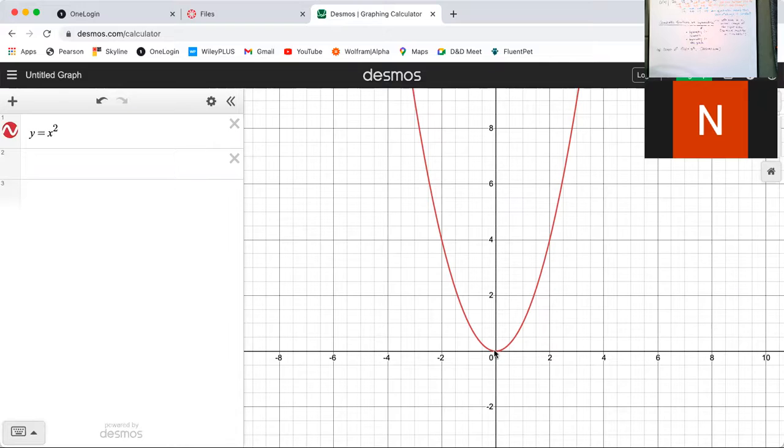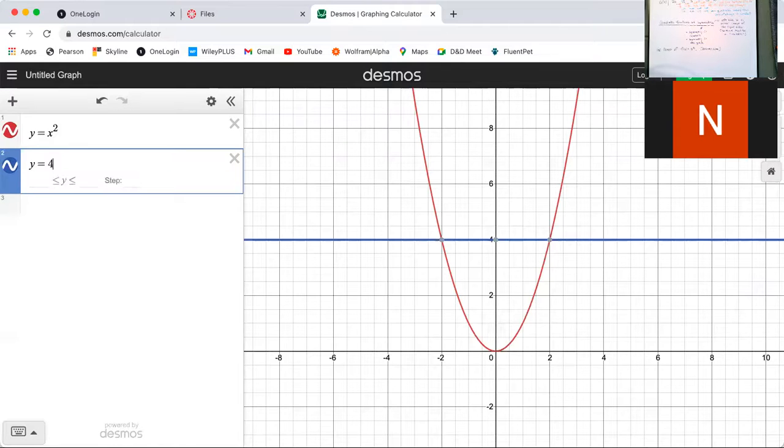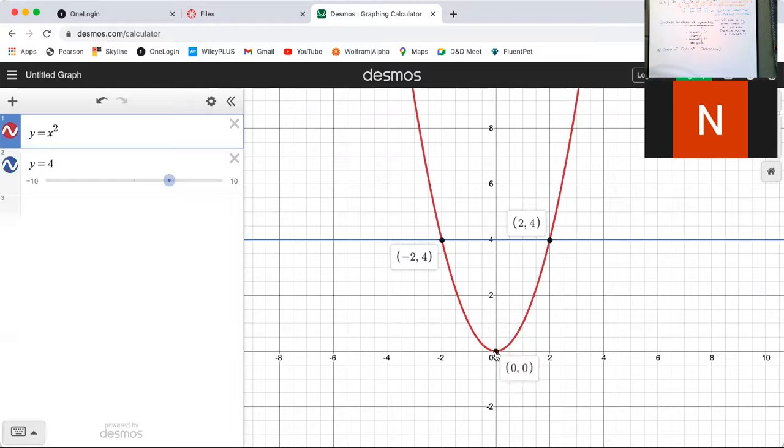Rounded because we have this rounded bottom rather than a pointy bottom. But notice that if I pick a y value, let's say y is equal to 4, those points, -2, 4, and 2, 4, are evenly spaced around the middle, which is at 0, 0. And here we have these two values at the same place.